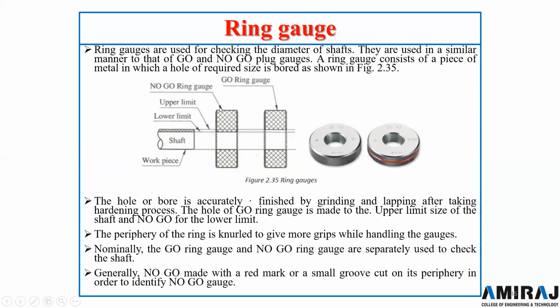Here there is one no go ring and over here one go ring. Generally the no go ring is made with a red mark or a small groove cut on its periphery in order to identify the no go gauge. It is cut on the periphery, or this red line is marked over here.